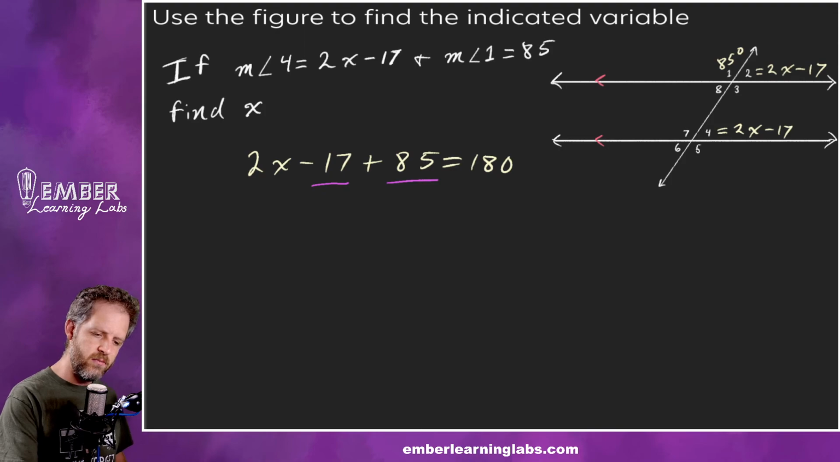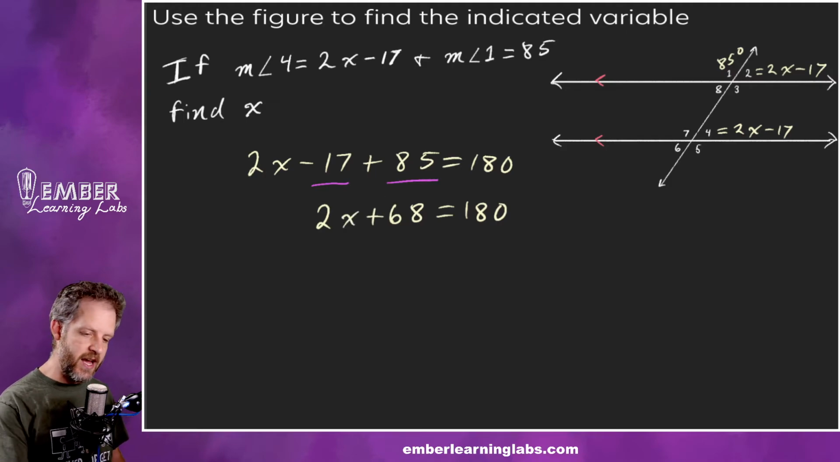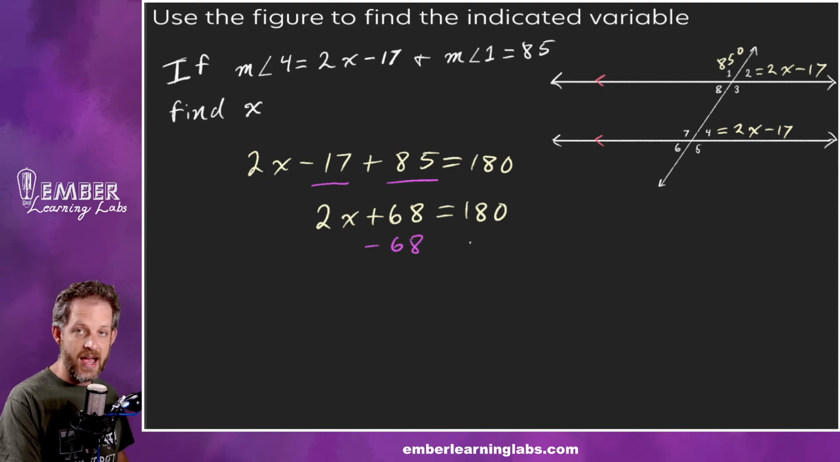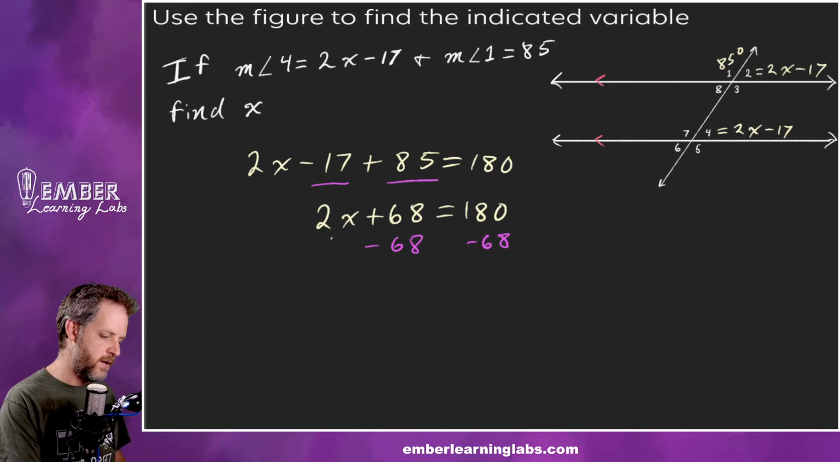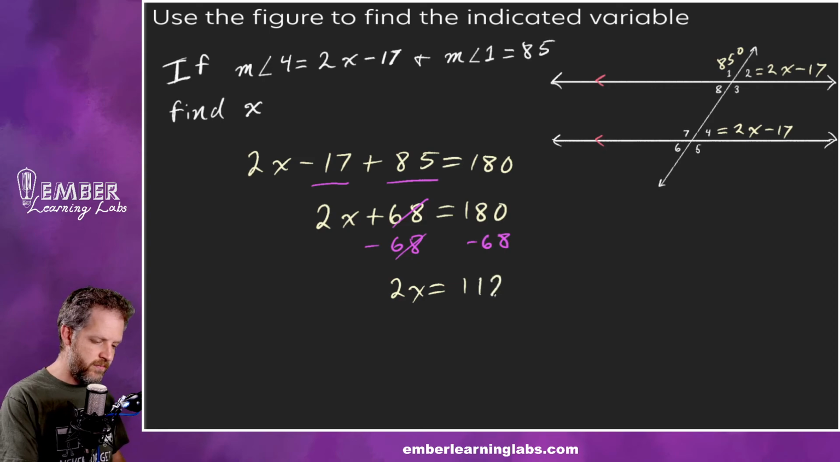Back to my primary color. Bring down all the things we haven't touched. This is just really simple algebra that we've done dozens, if not hundreds, of times at this point. To get rid of the 68, of course, we would subtract it because it's positive. So minus 68 on both sides. Those cancel, leaving us with just 2x equals 112.